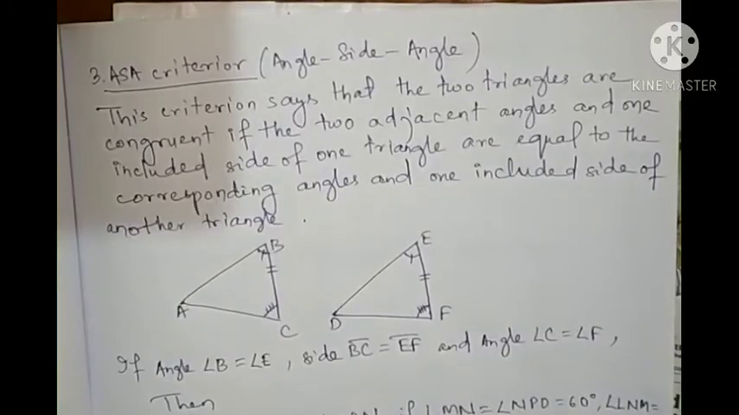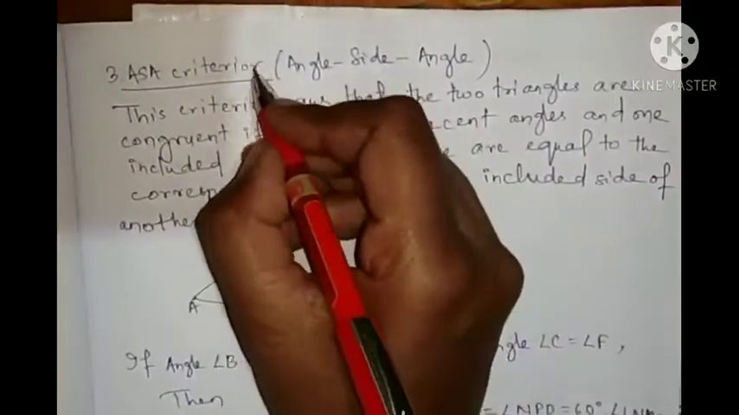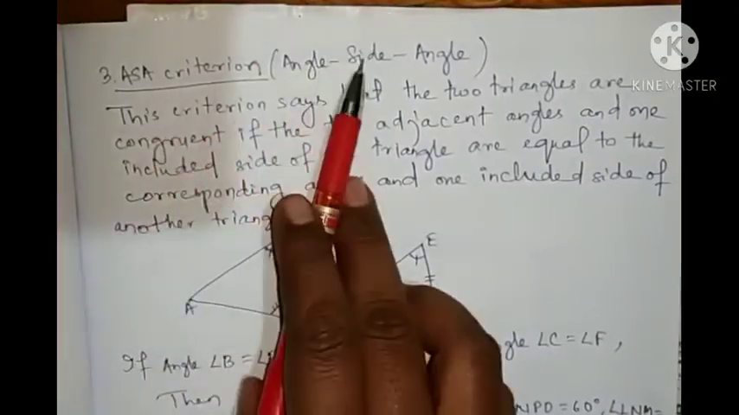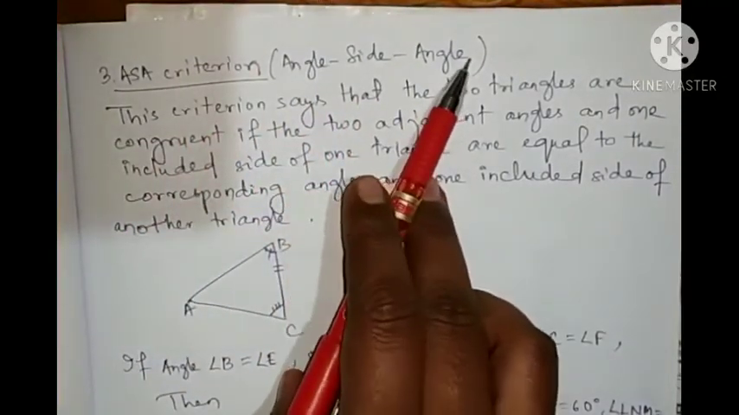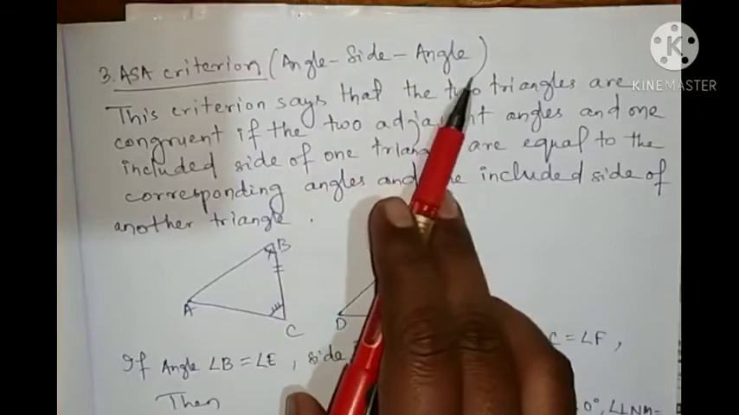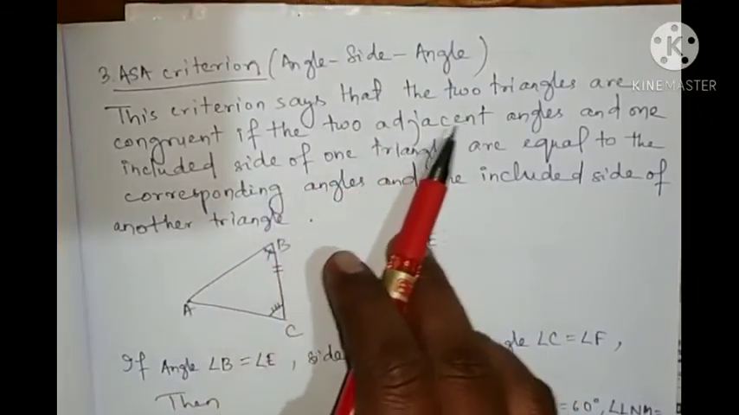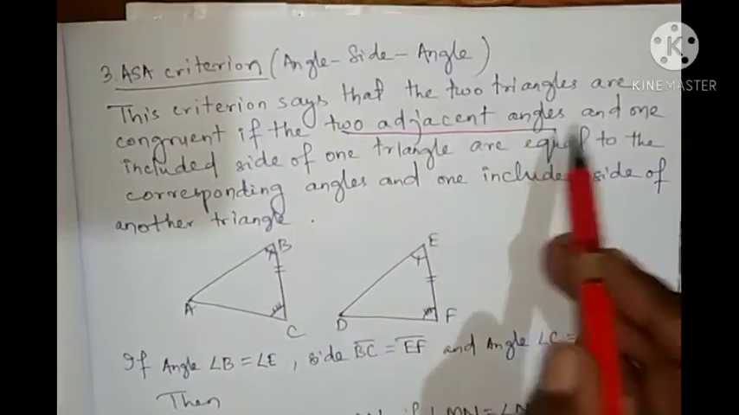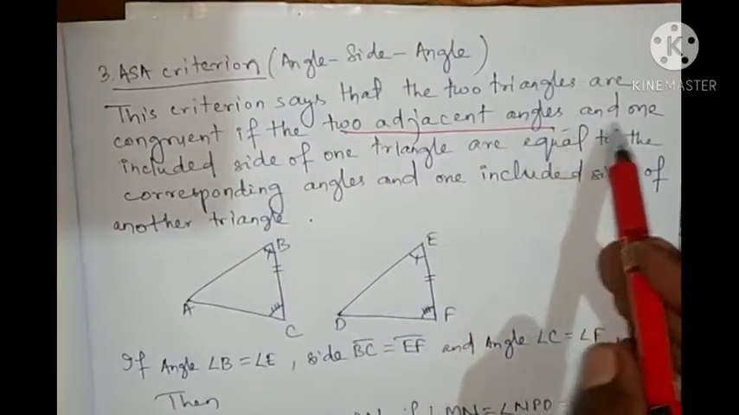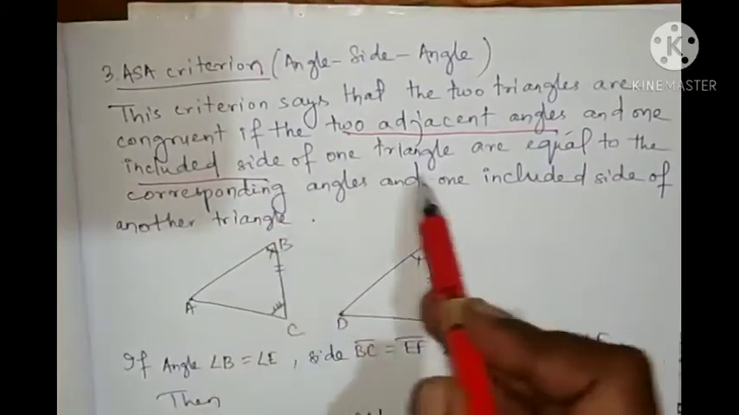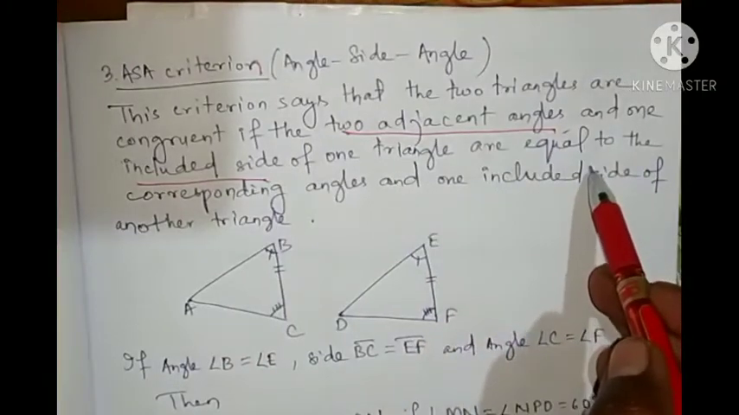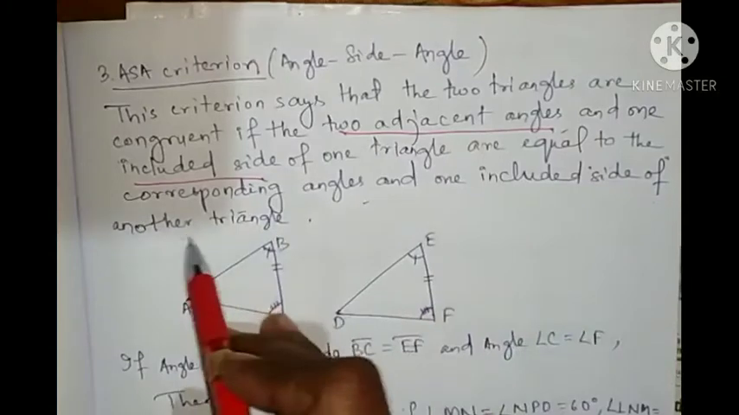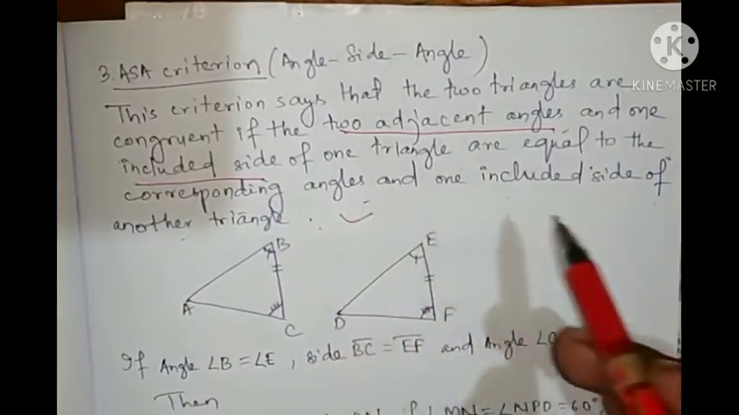So this is about side angle side criterion. Next, third criterion is ASA criterion. Okay, that is angle, side, angle. A means angle, S means side, and A means angle. So this criterion says that two triangles are congruent if two adjacent angles and one included side of a triangle are equal to two corresponding angles and one included side of another triangle.